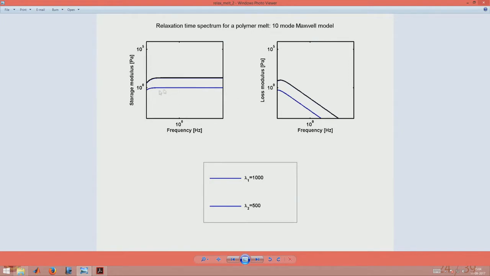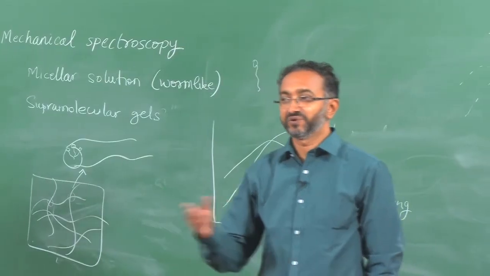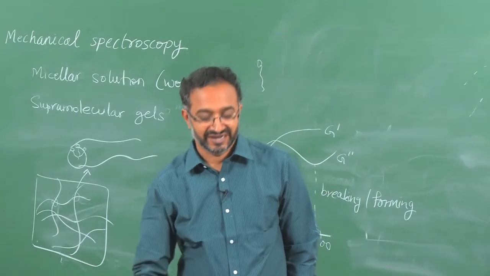500. Now what you have to see is that the black is the sum of the two. The blue and black are on top of each other. The other, lambda 2, is this 500. Maybe I will add one more and then you can see it more clearly. Now you can see that the G double prime peak is shifting to the right because we are going to smaller and smaller lambda. That is what we had said, if you recall: on the left hand side we are probing the longest relaxation time, and when we go to the right we are probing the shortest relaxation times.